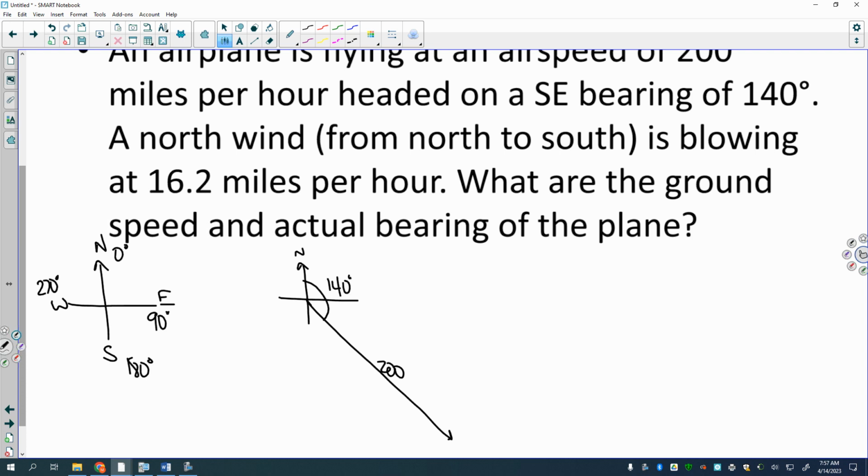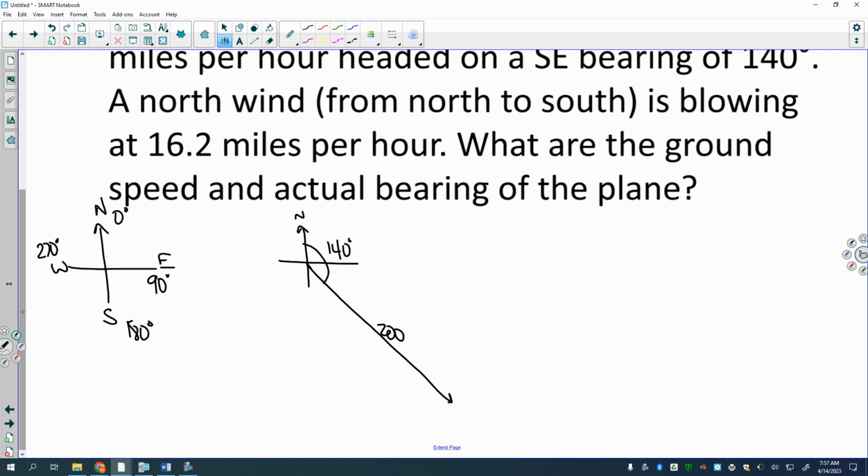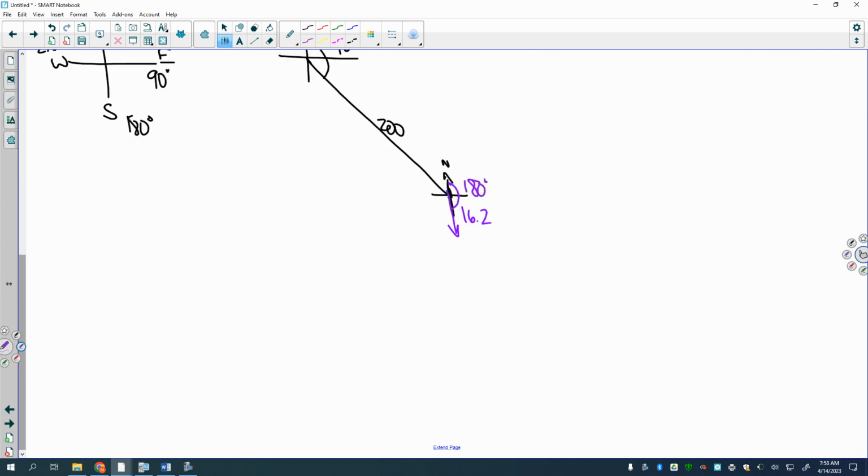And then at the same time, there's a wind blowing on it. Now it's a south wind, a north wind, so it's blowing from north to south. So north is here, but it's blowing straight south. I'm going to put this in purple, like this, 16.2. And that's all the way around here. That's at 180 degrees.